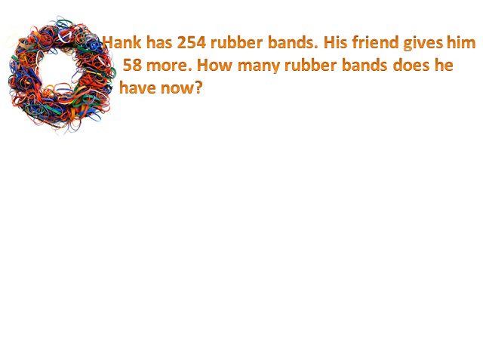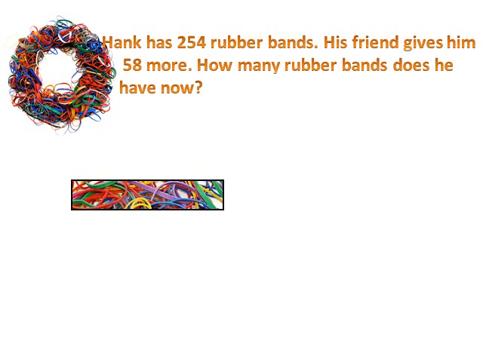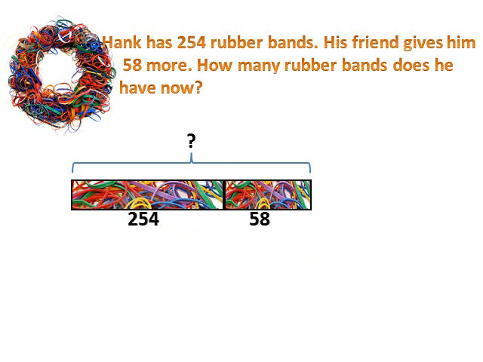Hank has 254 rubber bands. His friend gives him 58 more. How many rubber bands does he have now? Okay, so what's the first important information here? Hank has 254 rubber bands. So you have a block in there with rubber bands inside, and let's label that 254. Then he has a friend who gave him 58 more. And the question is, how many rubber bands does he have?